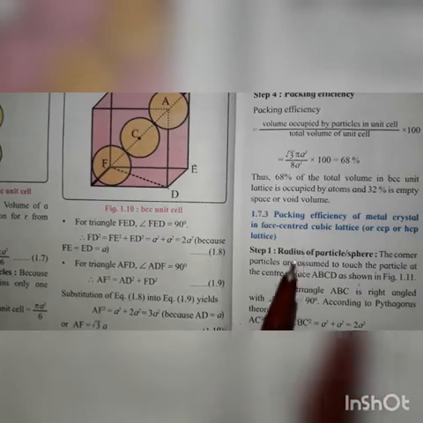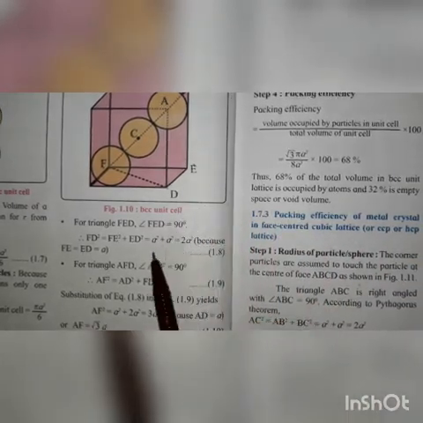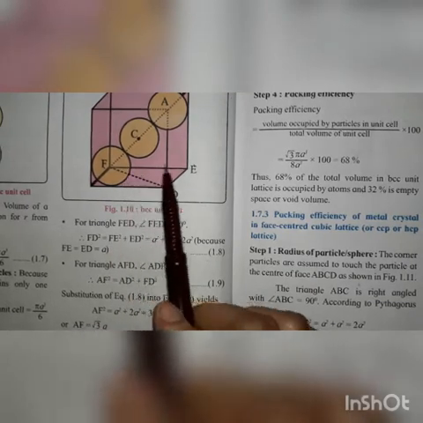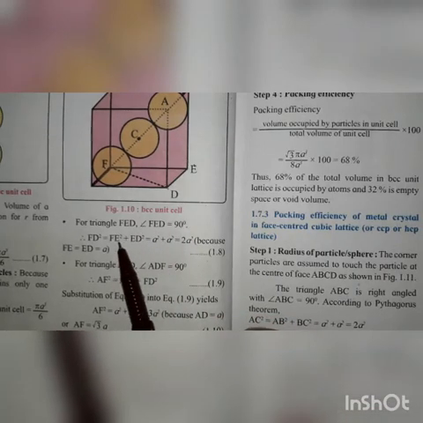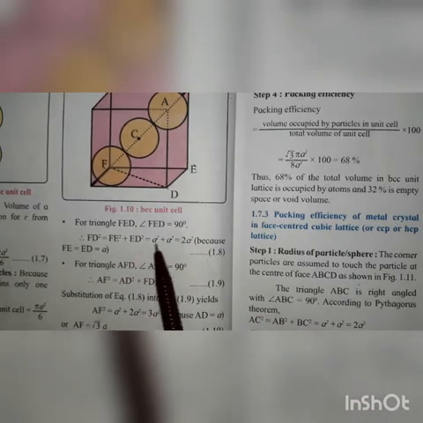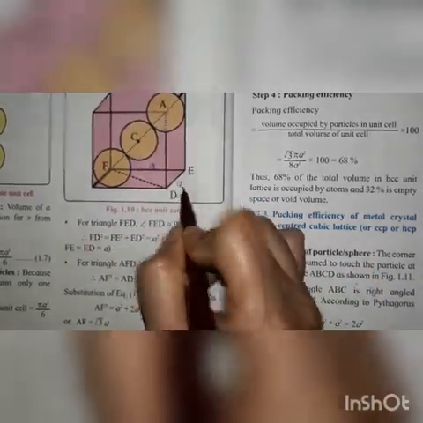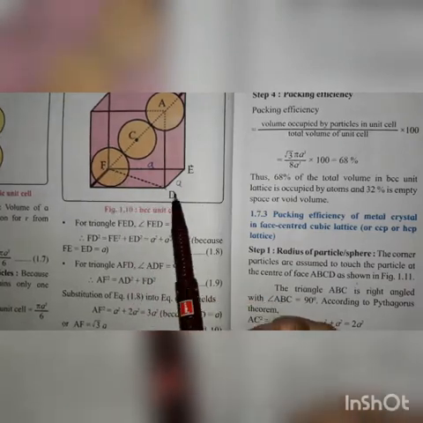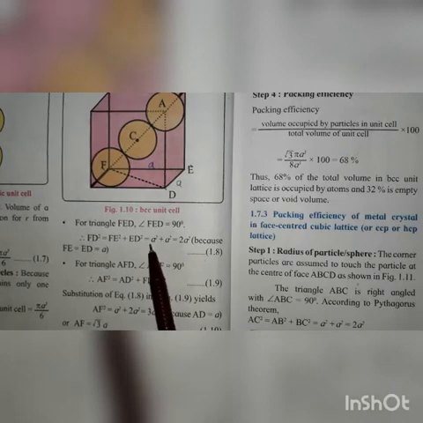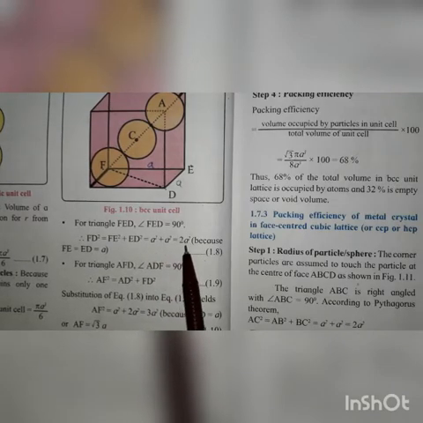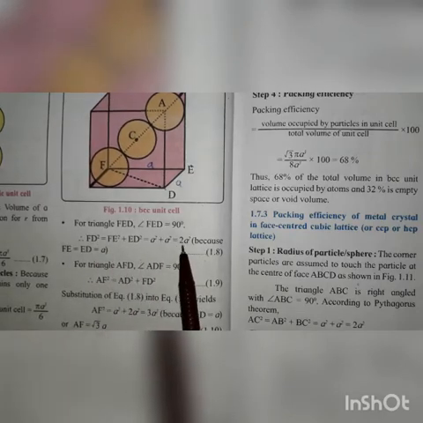This is a cube, so all the edges are the same, and we call it small a. So FE is also a and ED is also a. FE square means a square, and ED square means a square again. Instead of FE square and ED square we can write a square plus a square, which becomes 2a square. So we got FD square is equal to 2a square.